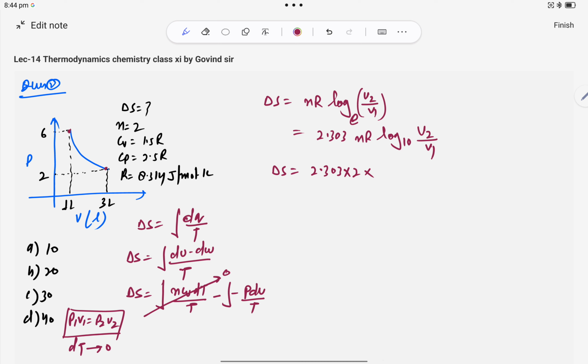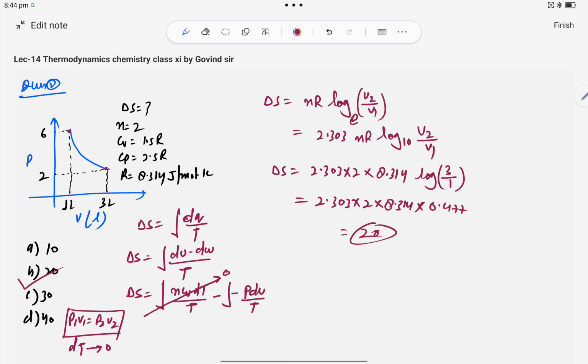Put the value: 2.303 and 2, R is 8.314, log 3/1. So again 2.303 into 2, 8.314 into 0.477. If you calculate, then nearly 20 will come. So these are the two questions which we have solved.